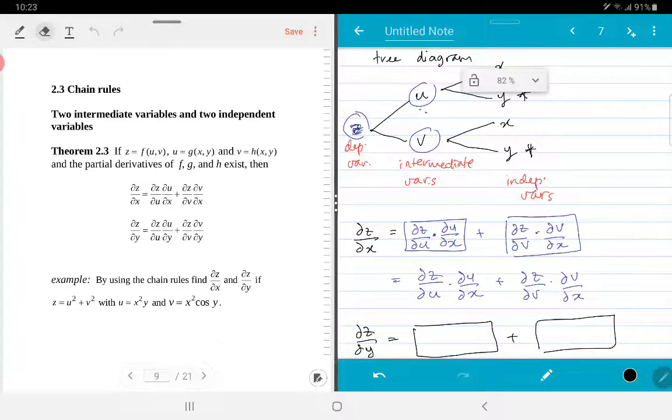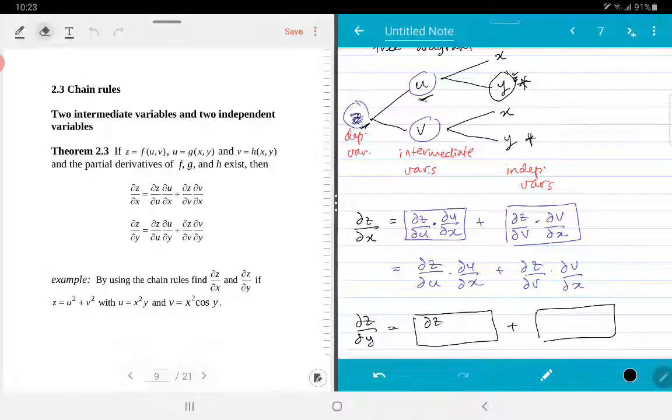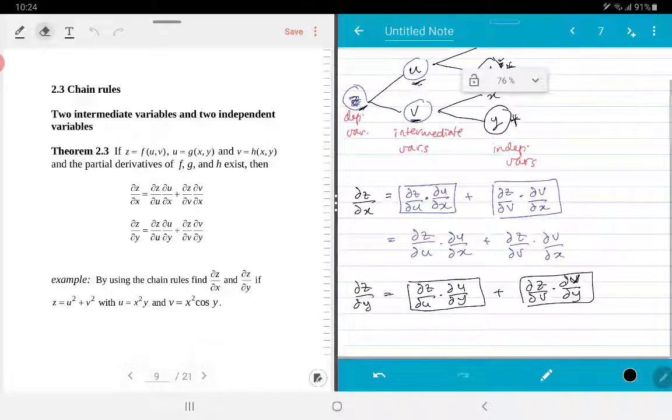Okay, the first term, let's go to this first branch of y. To get from z to that y, it has to go through u. So the first term is partial z, partial u times partial u, partial y. And then for the second branch of y, z has to go through v first. So the second term would be partial z, partial v, and then partial v, partial y, which is this one.